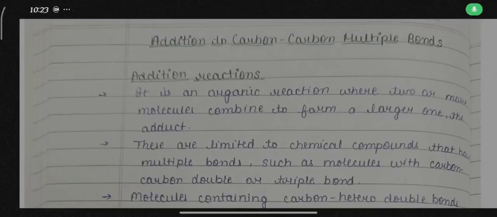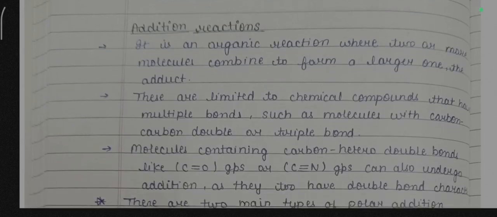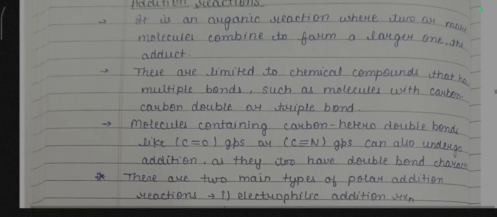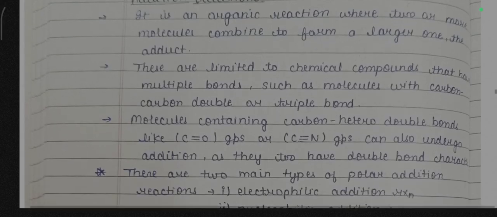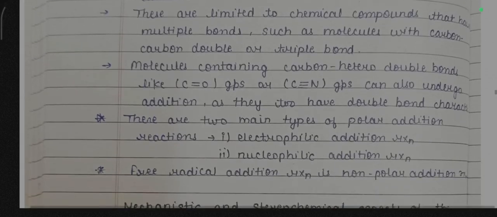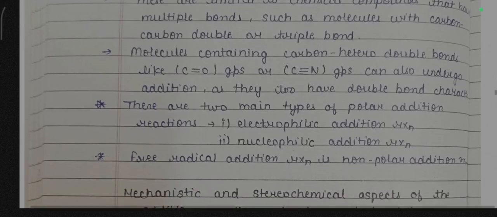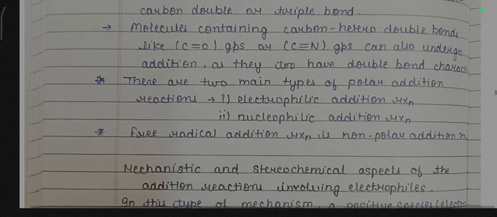Addition to carbon-carbon multiple bonds. Addition reaction is an organic reaction where two or more molecules combine to form a larger one, the adduct. These are limited to chemical compounds that have multiple bonds, such as molecules with carbon-carbon double or triple bonds. Molecules containing carbon-hetero double bonds, like C=O groups or C≡N groups, can also undergo addition as they too have double bond character.